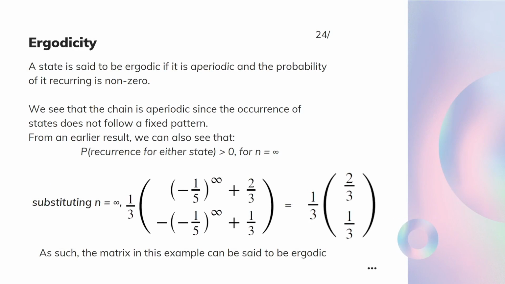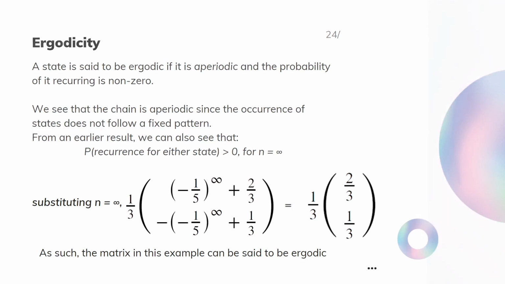Lastly, we have ergodicity. A state is said to be ergodic if it is aperiodic and the probability of it recurring is non-zero. We see that the chain is aperiodic since the occurrence of states does not follow a fixed pattern. Also, from an earlier result, we can see that the probability of a recurrence of either state is greater than 0 for when n is equal to infinity. This means that the probability of a state occurring again is non-zero. So as such, the matrix in this example can be said to be ergodic.